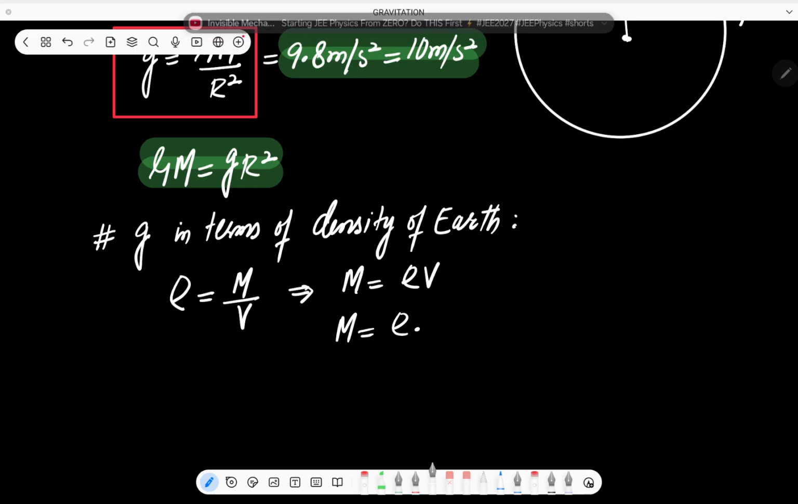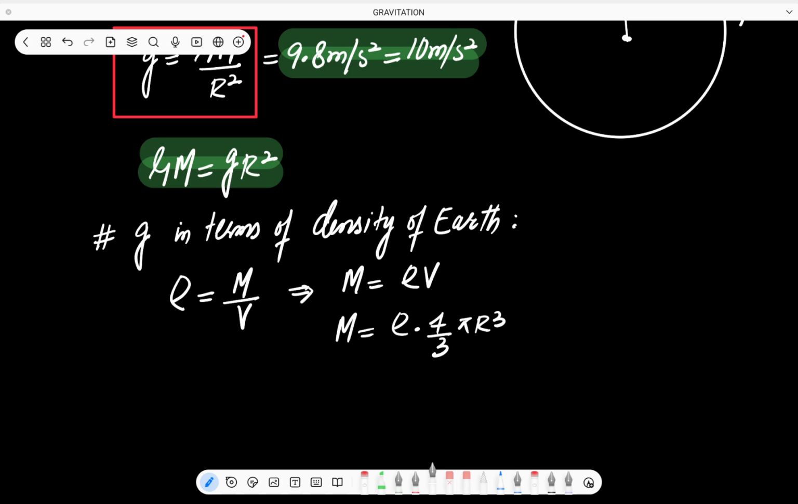But the difference of the radius between the equator and the poles is very small, so we can safely assume that the earth is a sphere. And you should know the volume of the earth, that is 4/3 pi r cube. So this gives us the mass of the earth in terms of density.